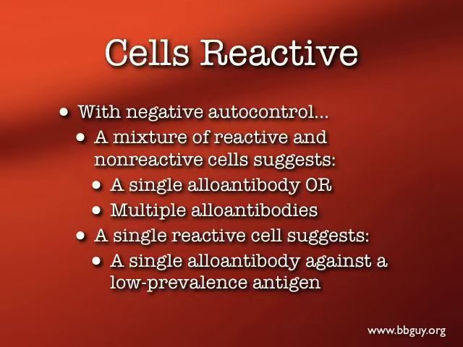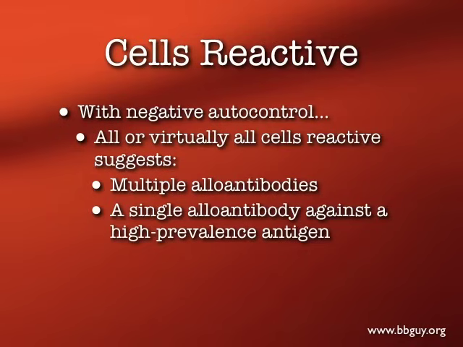Now, in terms of the number of cells that are reactive, again, let's assume that we have a negative autocontrol. If you have a mixture of reactive cells and non-reactive cells, that suggests either a single alloantibody or potentially multiple alloantibodies. Obviously, that would also depend on the variability. But if you've just got some that are positive, some that are negative, it could be one or the other. If you only have one reactive cell, that suggests a single alloantibody against a low prevalence antigen. While if you have virtually all cells reactive, that suggests either multiple allos or a single allo against a high prevalence antigen. I'll show you that graphically in just a second.